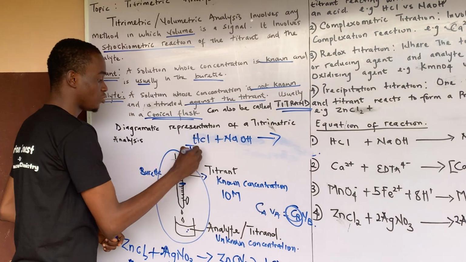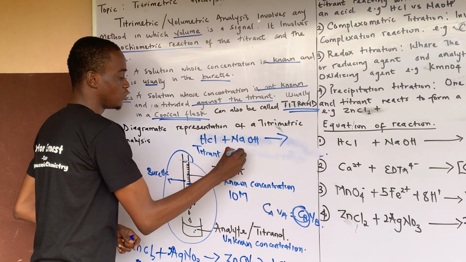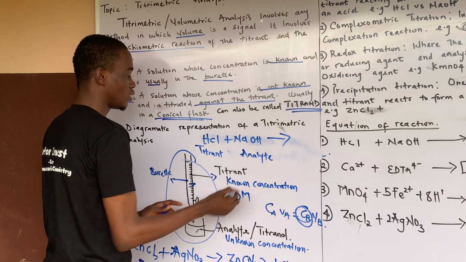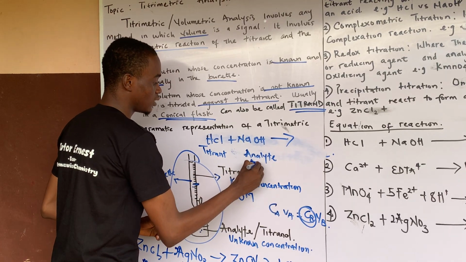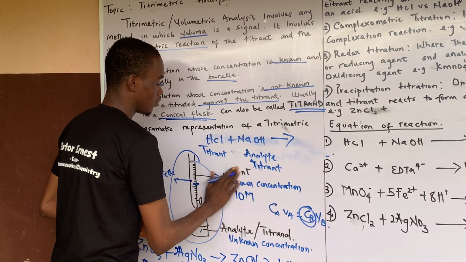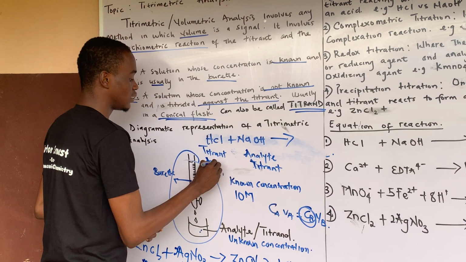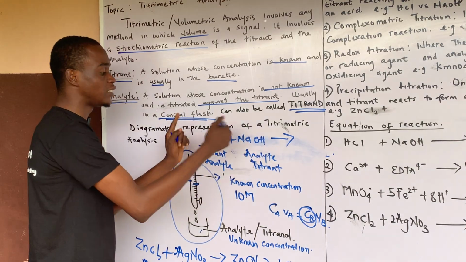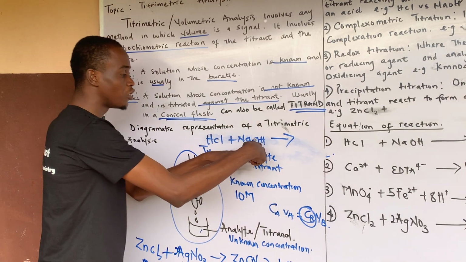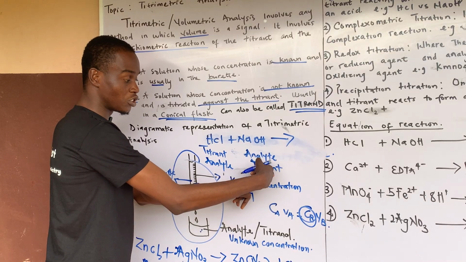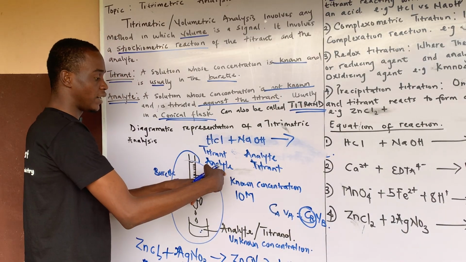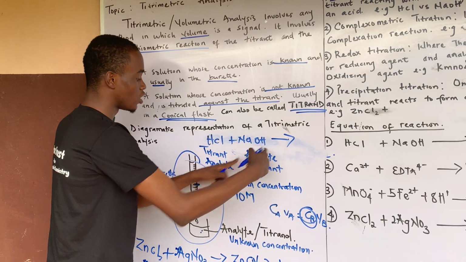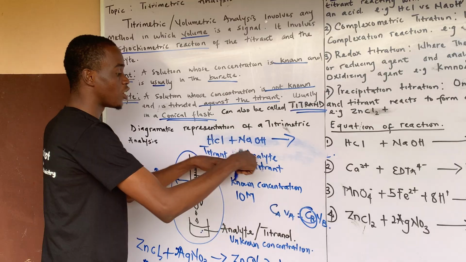Now, this will be your titrant, and this will be your what? Analyte. Or this can be your titrant, and this can be your analyte. Depends on what you are looking for. If you know the concentration of NaOH and are finding the concentration of HCl, your NaOH will be your titrant. That's the known concentration. The HCl you're looking for will be your analyte. But if you know the concentration of HCl and you're looking for the concentration of NaOH, your HCl will become the titrant and your NaOH will become the analyte.